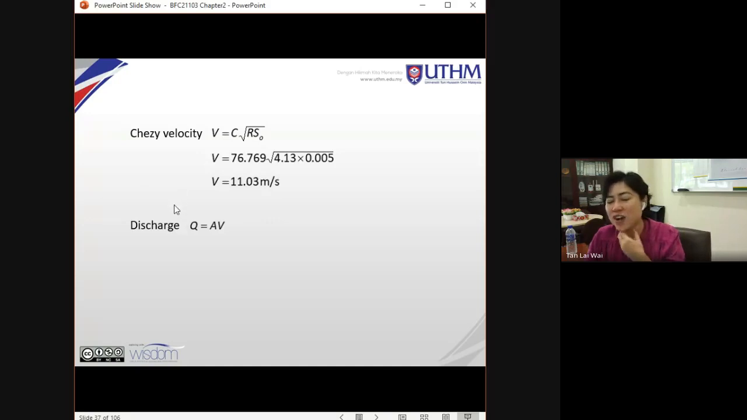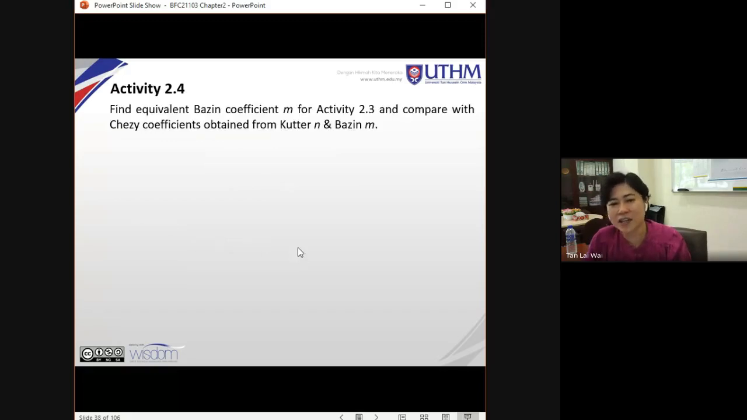So discharge is straightforward. This is the continuity equation, which is A times V. So you have there 1522.1 meter cube per second. You could give me 0.1, that is enough, because it's more than 4 significant numbers already.